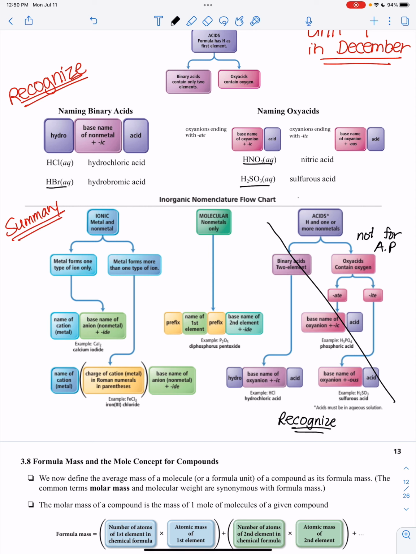Ionic and molecular for our summer work, I want you to have that kind of base knowledge on how to name and write formulas for ionic and molecular. Remember, ionic, metal and nonmetal, or polyatomic ion, that's found in there. Molecular would be 2 nonmetals only. And here's our nice little flow chart for how I name and write their formulas.